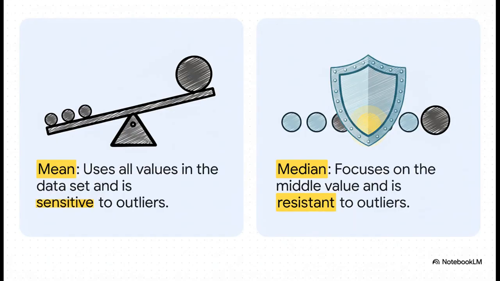So let's just recap real quick. The mean uses every single value, which makes it really sensitive to those extreme outliers.